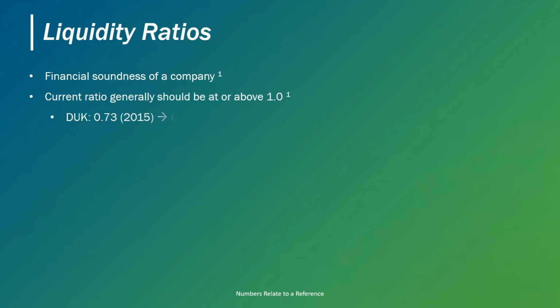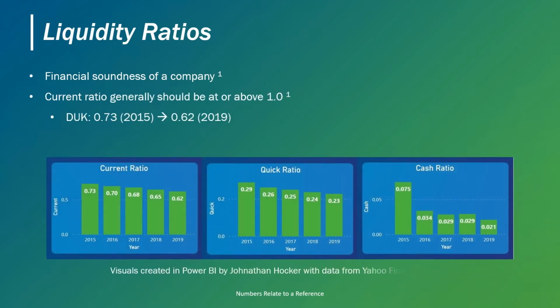One of the most telling ratios is the current ratio, which should be at or above 1.0 for a company. In the case of Duke Energy, the company's current ratio sits at 0.62, which is down from 0.73 in 2015. As shown from the visuals on the screen, the quick and cash ratios are decreasing as well along with the current ratio, a troubling sign for the company.